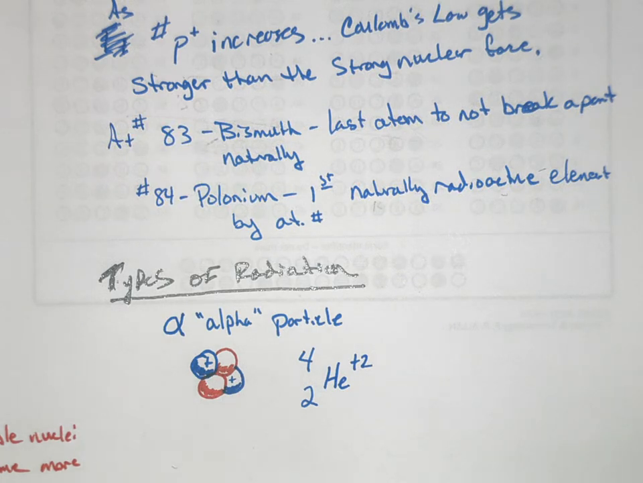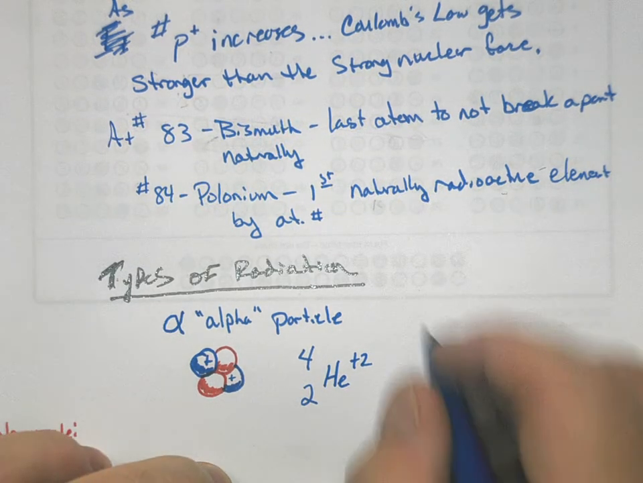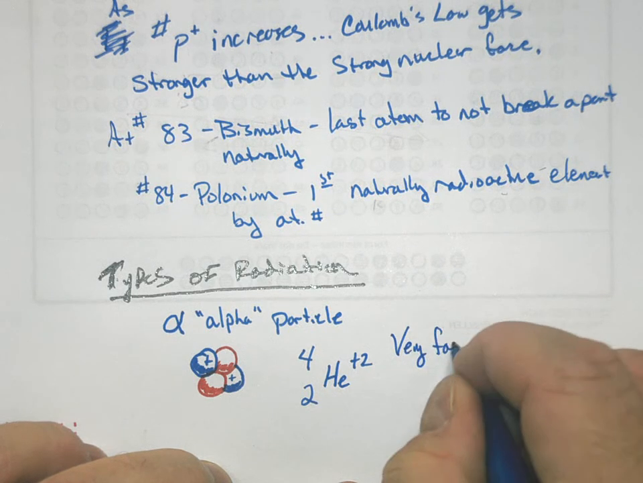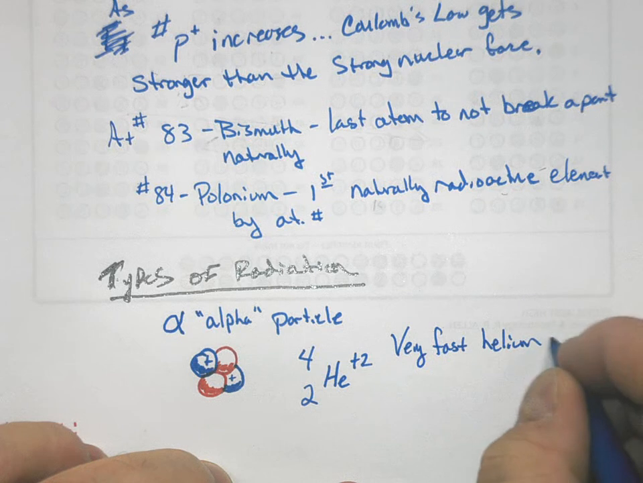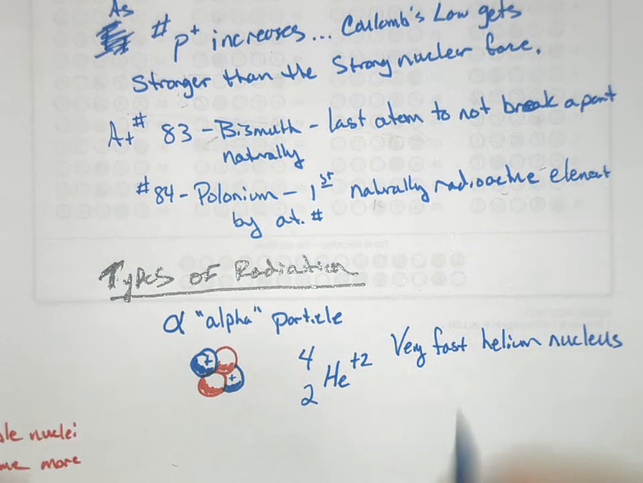And that's what an alpha particle winds up being: a very fast helium nucleus. This is what Rutherford was shooting at the nuclei of gold. He was shooting nuclei of helium atoms at the nuclei of gold.